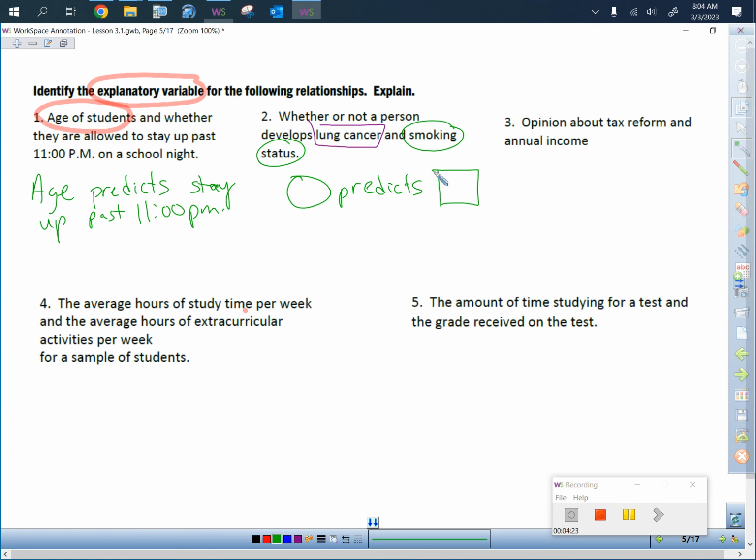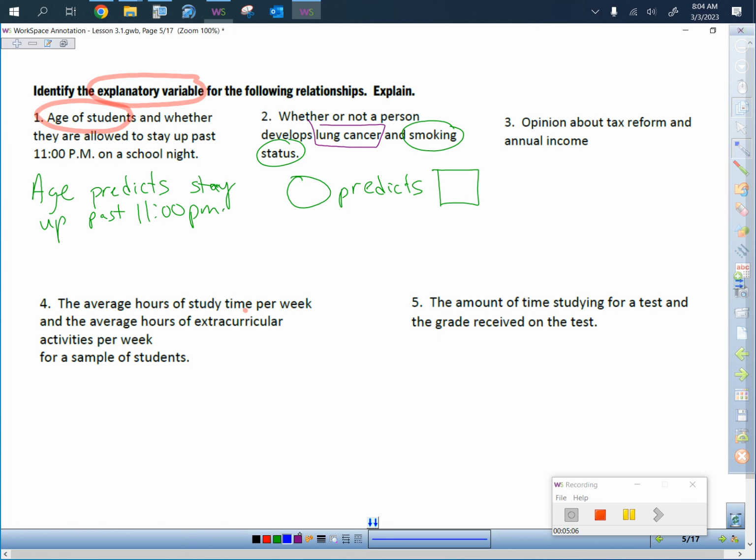That's why there's 5 examples here. What about the opinion about tax reform and annual income? Tax reform is basically how much should you pay in taxes. Think about it. Does the amount you make help predict how much you should pay in taxes, or vice versa? Which one do you think is the explanatory variable?